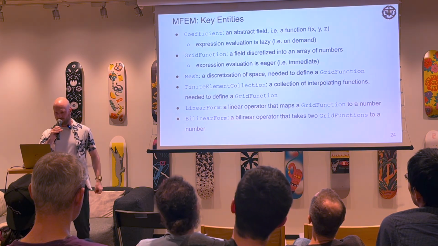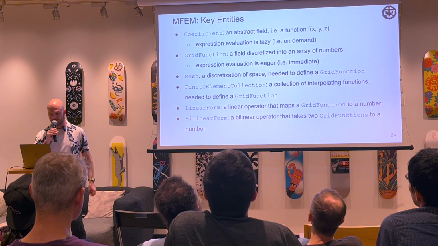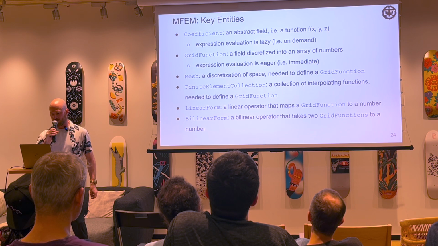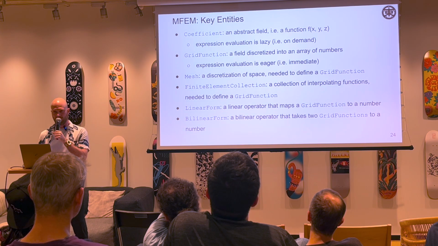These continuous abstract functions in MFEM are called coefficients. The discretized ones are called grid functions. Mesh, again, is a discretization of space. We need this to define grid functions. And then finite element collection is a collection of a finite set of interpolating functions. We also need these things to define grid functions.